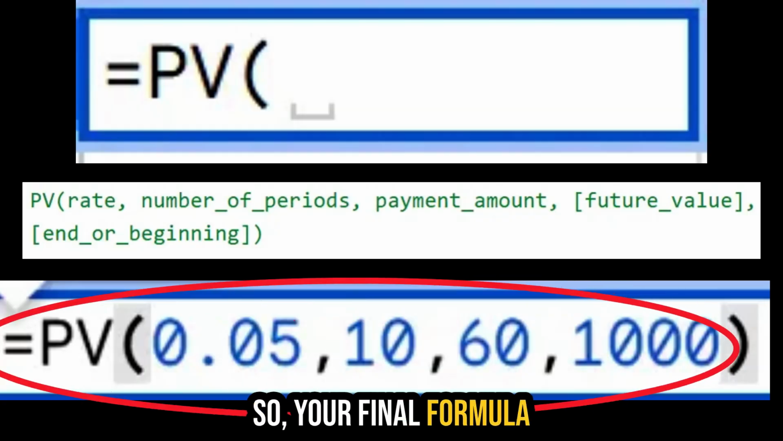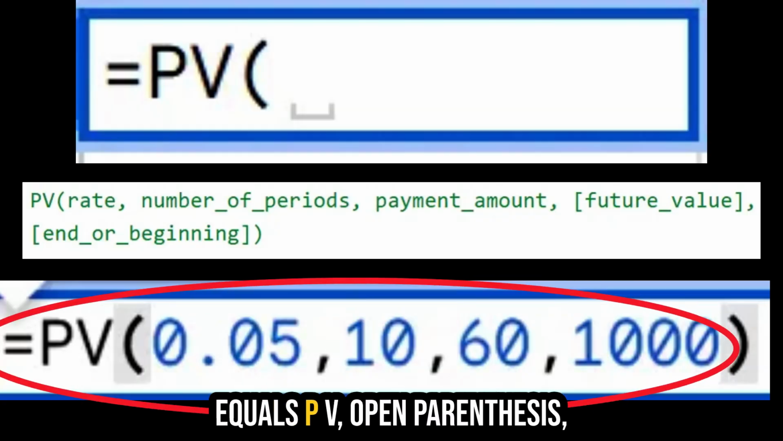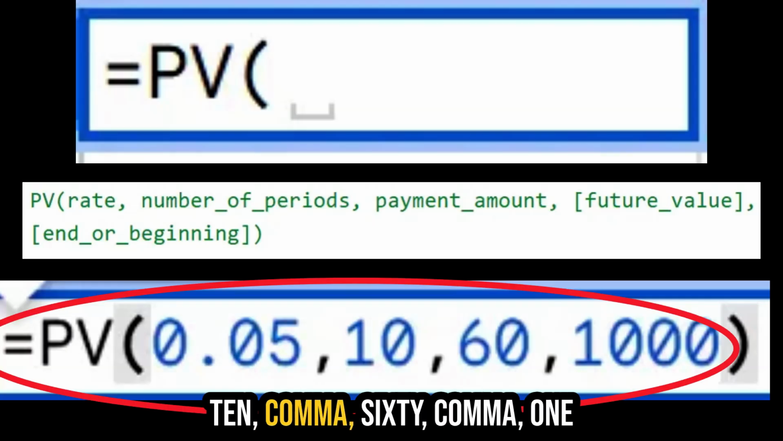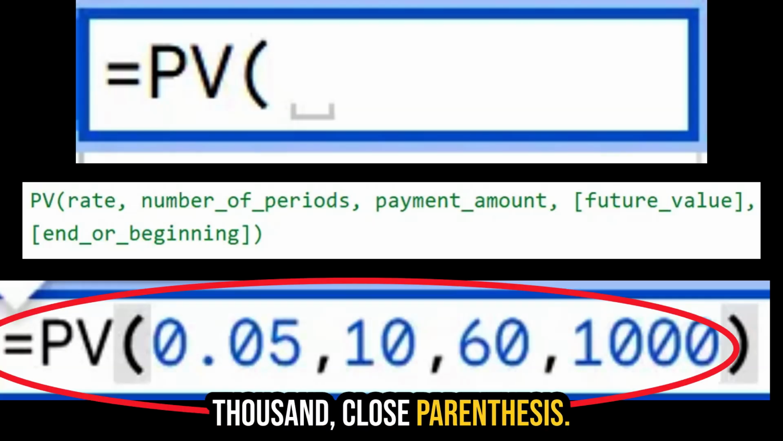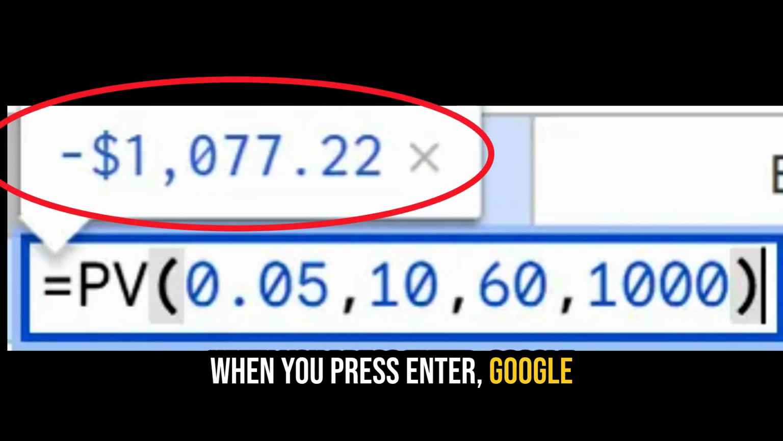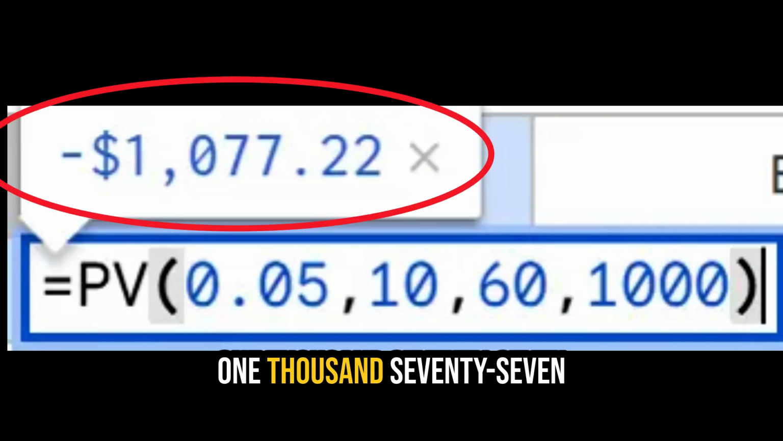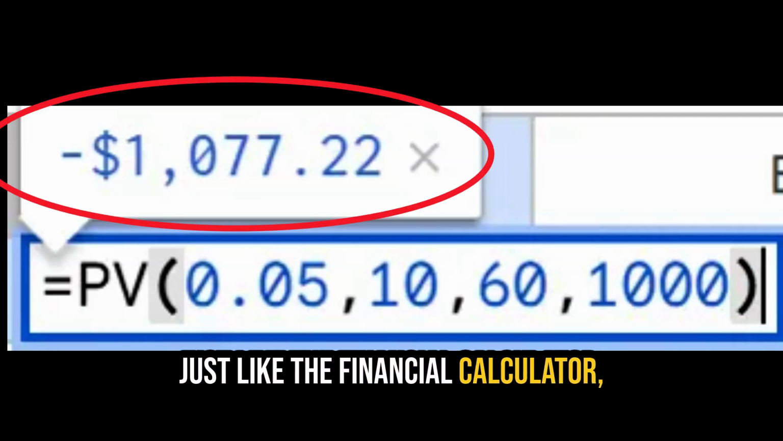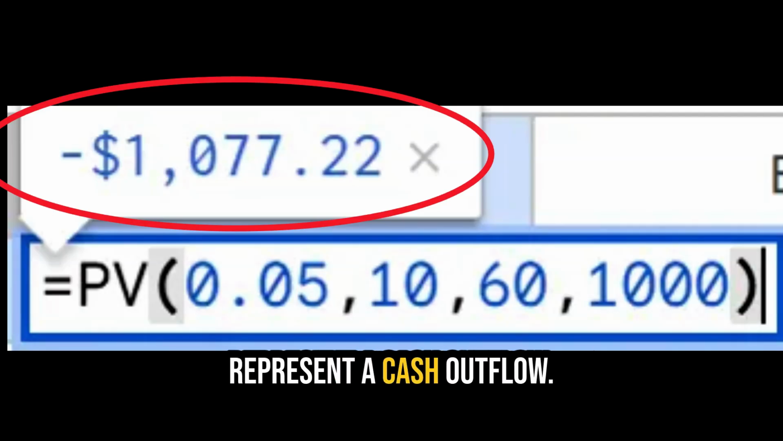So your final formula will look like this: equals PV, open parenthesis, 0.05, comma, 10, comma, 60, comma, 1,000, close parenthesis. When you press enter, Google Sheets will return negative $1,077.22. Just like the financial calculator, it shows a negative value to represent a cash outflow.